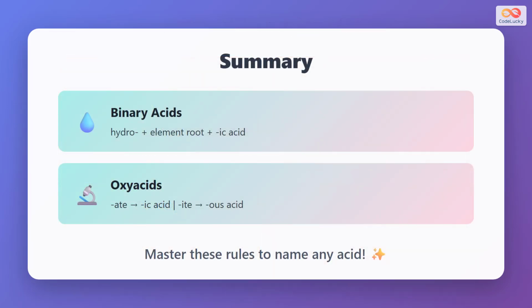Let's review what we've learned. For binary acids, use the pattern hydro plus element root plus ic acid. For oxyacids, if the ion ends in ate, change it to ic acid. If the ion ends in ite, change it to -ose acid. Master these rules, and you'll be able to name any acid confidently. Practice with different examples to reinforce your understanding.